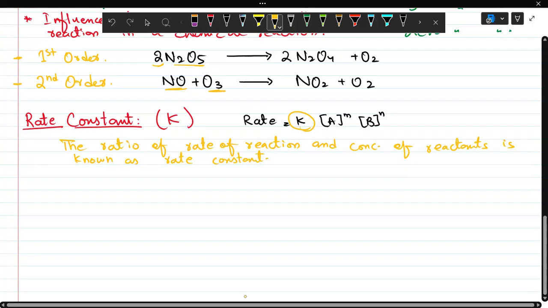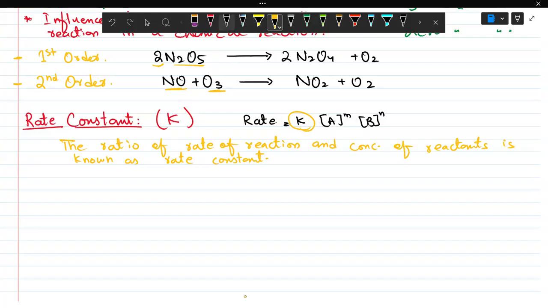Okay, so the ratio of the rate of reaction and the concentration of reactants is known as the rate constant K. Always remember that every reaction has its own particular rate of reaction and its own rate constant. Rate constant is not constant for all the equations, but rate constant is constant for one particular equation. Okay, let me write this point for you so that you will remember this.